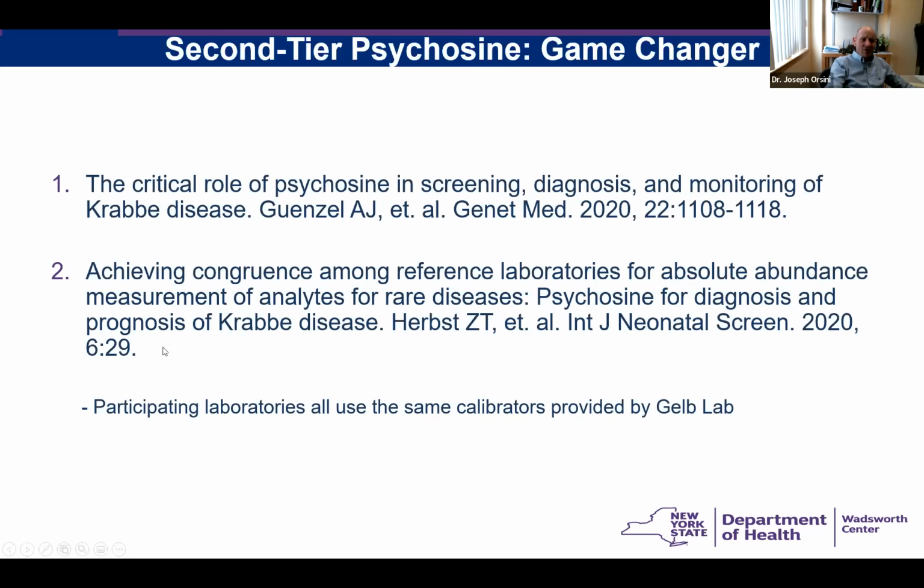And then we also have a congruence paper in 2020. With this paper, it was a way of trying to show that no matter what reference lab is actually doing testing, as long as we use a common set of calibrators that are provided by a laboratory, Dr. GALC's laboratory, all of these labs can end up with the same results. So that's how we've set up the screening, so that all labs that are participating will get similar results.